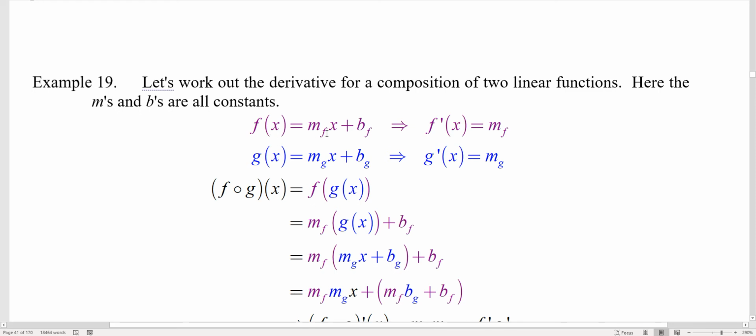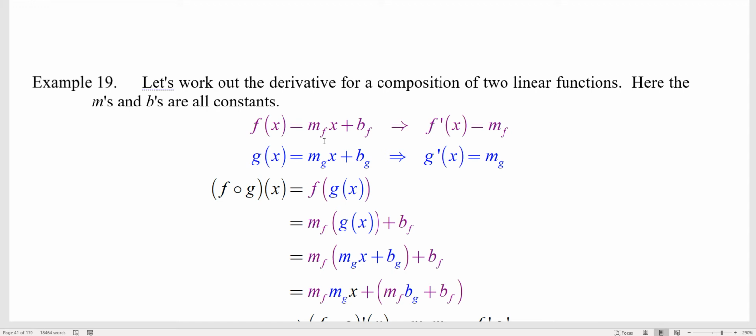So we'll let f of x equal m sub f x plus b sub f. And so then its derivative is the constant function m sub f. Now remember, m sub f, b sub f, m sub g, and b sub g are constants. Similarly, let g of x be m sub g x plus b sub g. Take the derivative, you get g prime of x is just m sub g. Of course, those are just the slopes of those two lines.